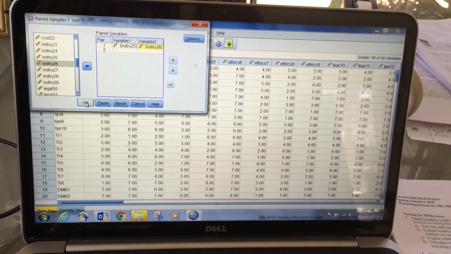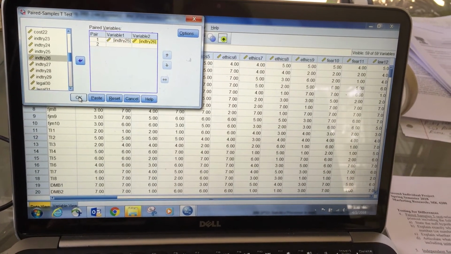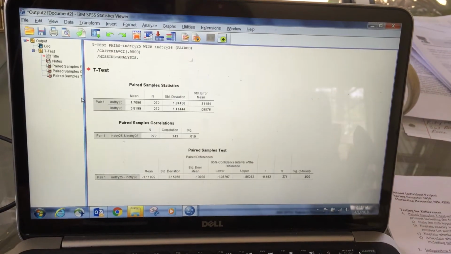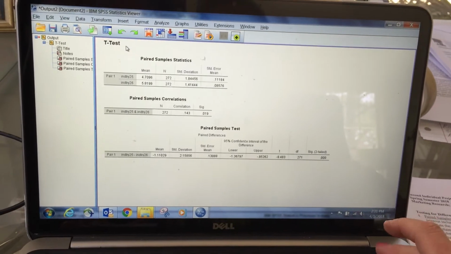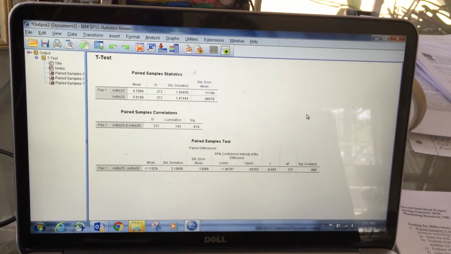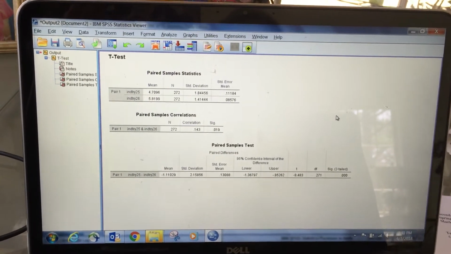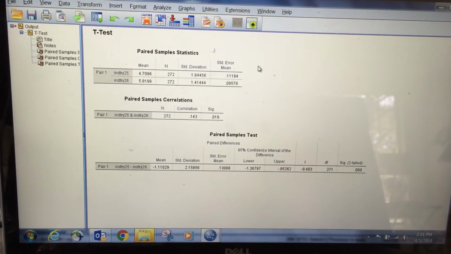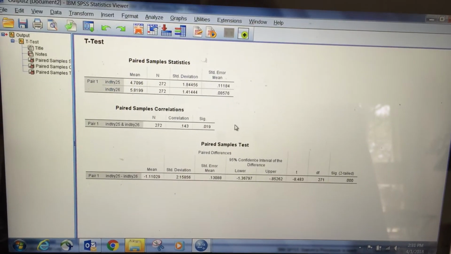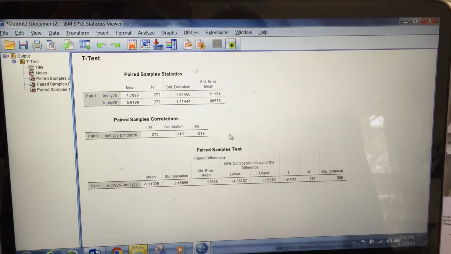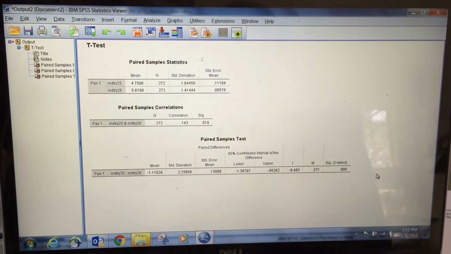And then I'm going to say okay, that's all there is to running the paired sample t-test. And there we go. That's what I get. I'm going to highlight this and delete it just to be able to move up the three tables that appear. So you should have your paired sample statistics table, your paired sample correlation table, which we're going to ignore because we're not running correlation, and then your paired samples test table.